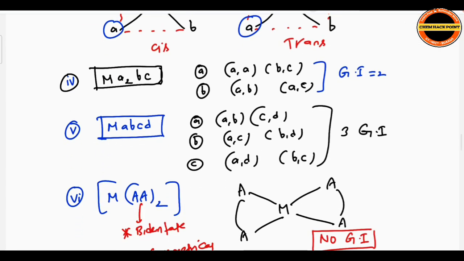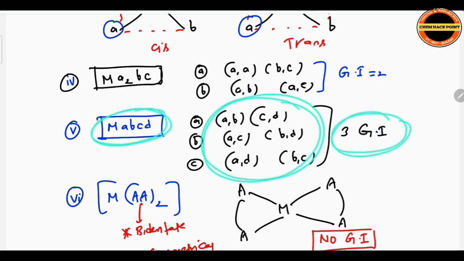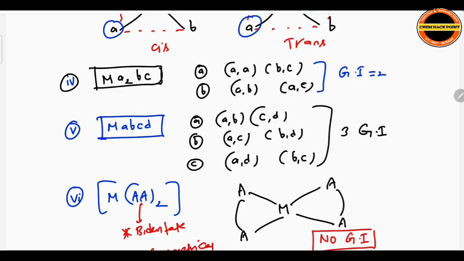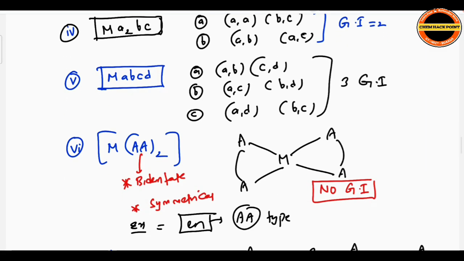Next, Ma2BC. If I take Ma2BC, you can write combinations with the 4 ligands: first AA combination, BC; AB, AC. GI possible: 2. Similarly, MABCD, 3 combinations possible, 3 GI you will get. You try the combinations once again by pausing the video.